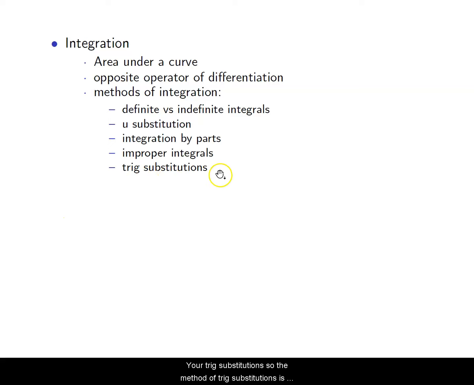Your trig substitutions. The method of trig substitutions is always very difficult in a Calculus 2 course. They don't show up a lot, but it's important to know how to deal with them when they do show up, because they will show up. Partial fractions. This isn't necessarily a method of integration, but it's a tool to help with integration. Understand how to take a single rational function and decompose it into two, three, four, however many necessary separate rational functions.